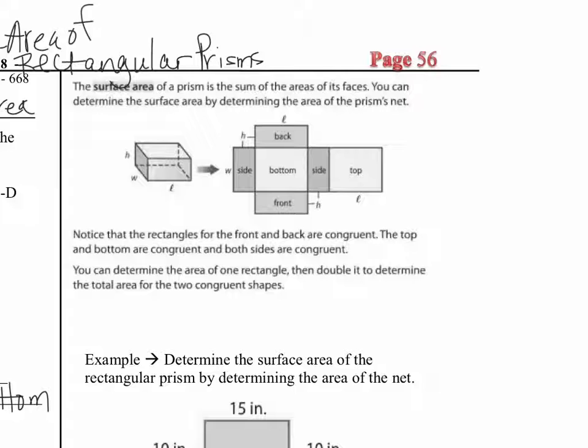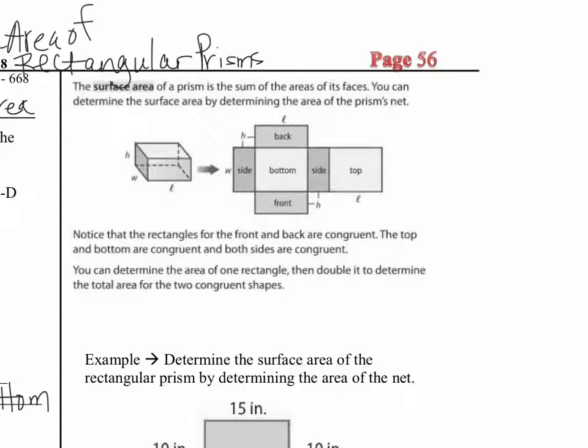Notice that the rectangles for the front and back are congruent. The top and bottom are congruent, and both sides are congruent. Remember what congruent means? Same size, same shape. You can determine the area of one rectangle, then double it to determine the total area for the two congruent shapes, which should save you some time.